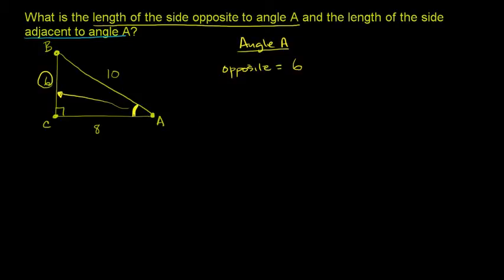Now let's think about adjacent. What is the length of the side that is adjacent to angle A? Well, in everyday language, adjacent means next to. And over here, it looks like there's two sides that are next to angle A. So which one do you pick?